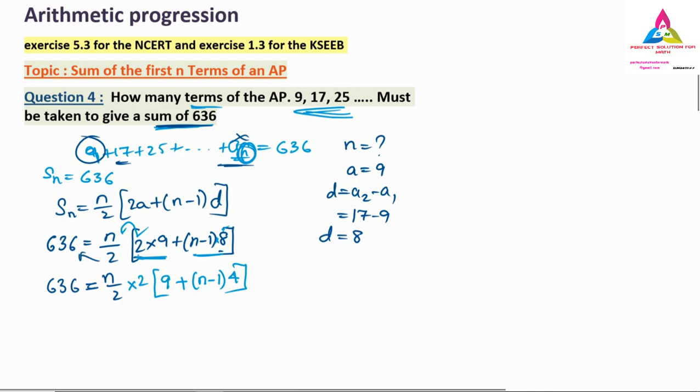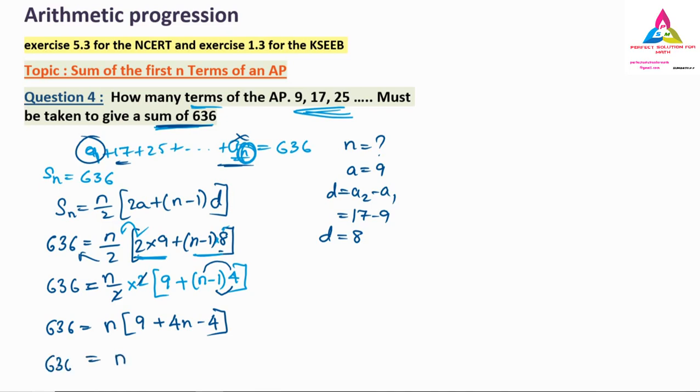If you want, you need not take the 2 common, we can also find the answer directly. So here you will see that the 2 gets cancelled. So 636 equals n into 9, I have written as it is, plus 4 into n, 4 into minus 1. So 4 into n is 4n and 4 into minus 1 is minus 4. So n I will write down as it is, and we have one bracket over here, and here you can see we have 9 and minus 4. 9 minus 4 is nothing but 5. This 9 and minus 4 together give 5 as the answer, plus 4, and I will write down as it is.